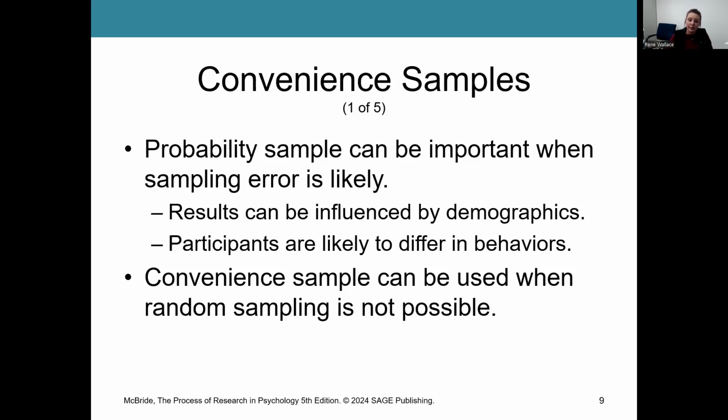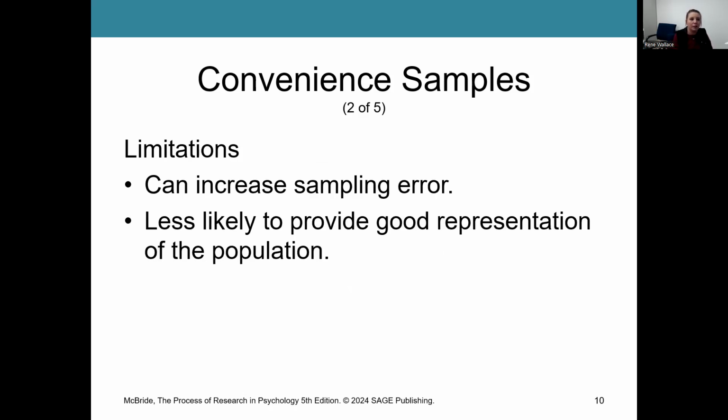But you can use convenient sampling if random sampling isn't possible. The limitation of convenient sampling is that your sampling error is increased and it's less likely to provide a good representation of the population, right? If I just announced my study at Tarleton and I just used Tarleton students, it's easier, but it's probably not representative of the entire student population of the United States.